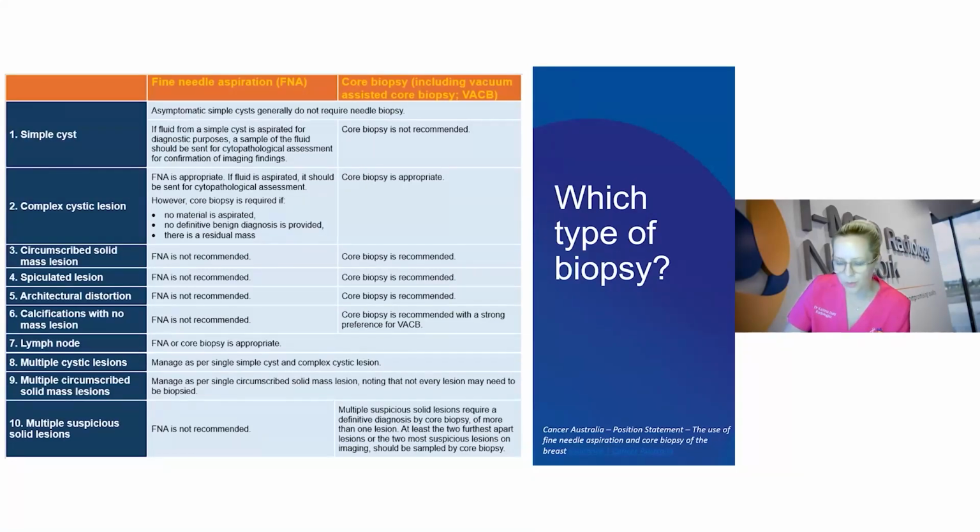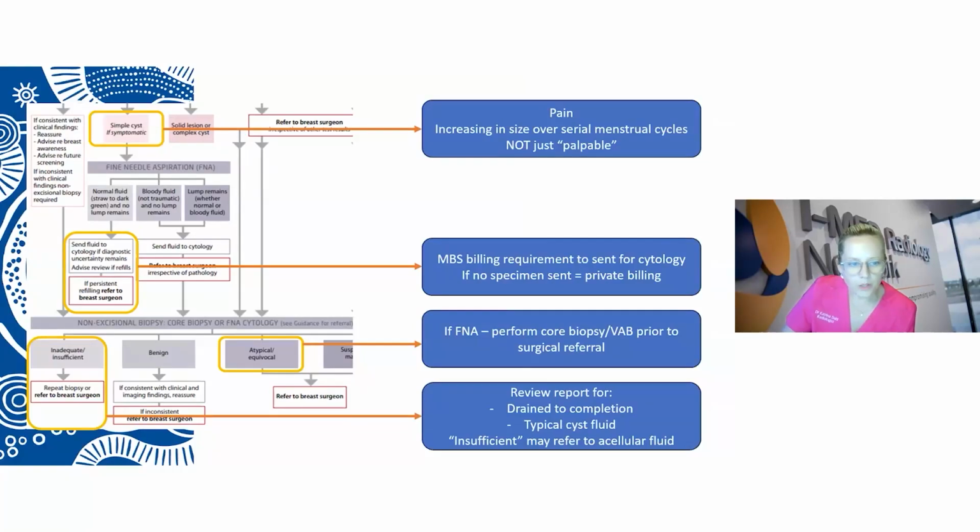I won't spend too much time. You can come back to that if you need the details. So we go back to our chart here, and these are the 4 components that I think we need to be aware of and where there's some confusion. So a simple cyst if symptomatic.